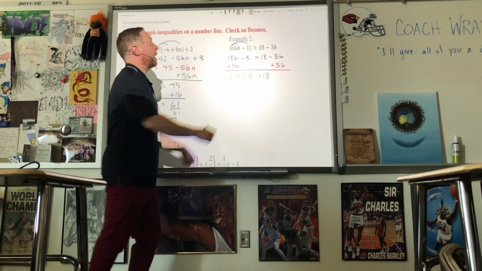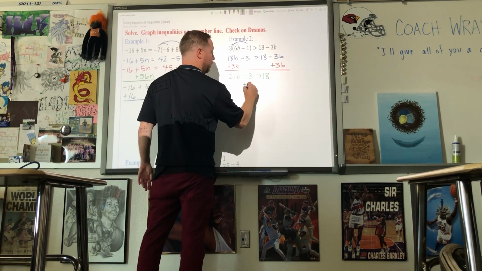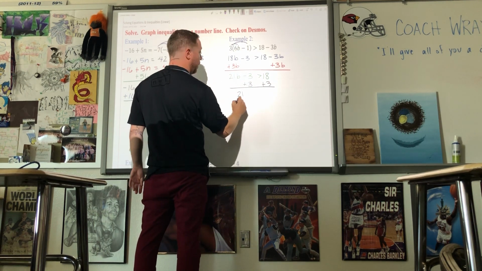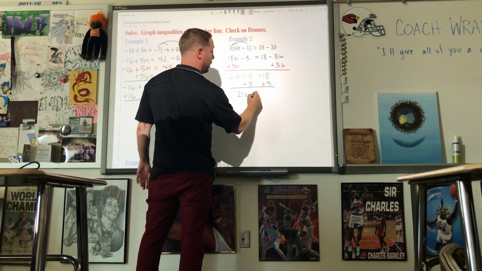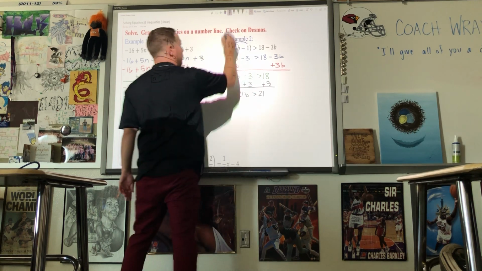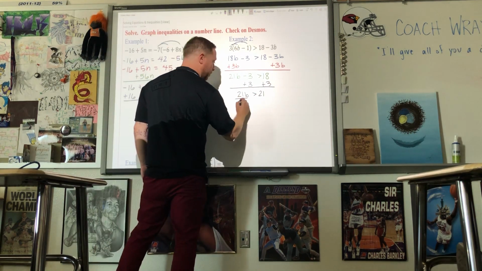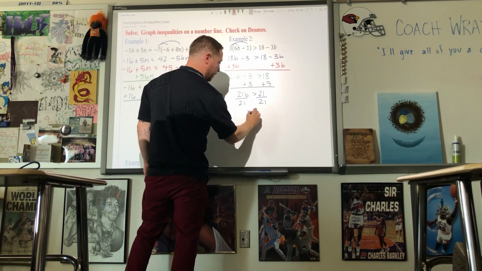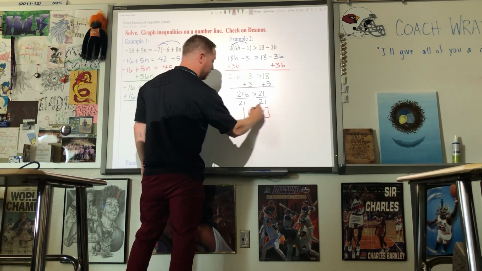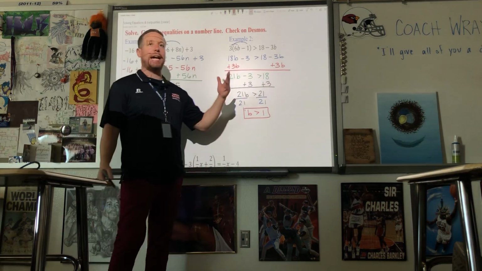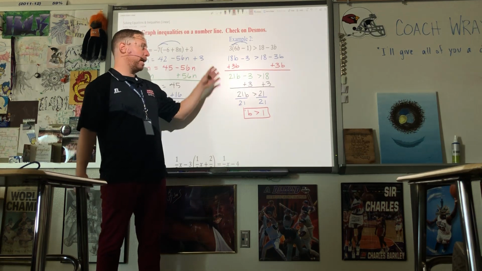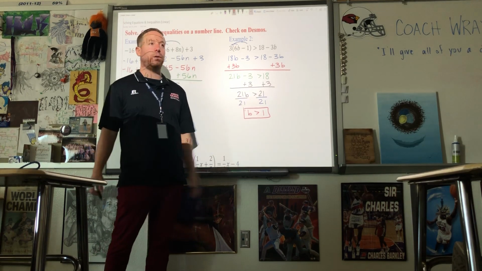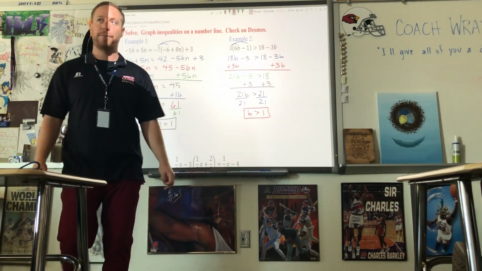I'm going to get my constants together. So in order to go across, I'm going to do the inverse. So now I've got 21b is greater than 21. Last step, I'm going to divide both sides by 21. And I get an answer of b is greater than 1. And I'm going to box my answer. At no point did I have to worry about flipping. The only time I multiplied or divided is I just divided in this last step here. And I divided by positive 21, so I did not have to flip that arrow.